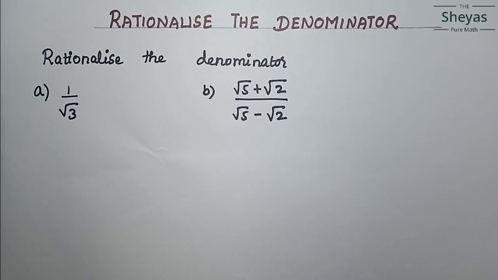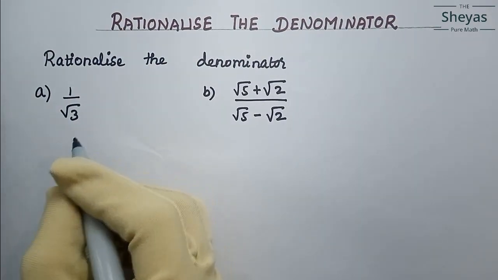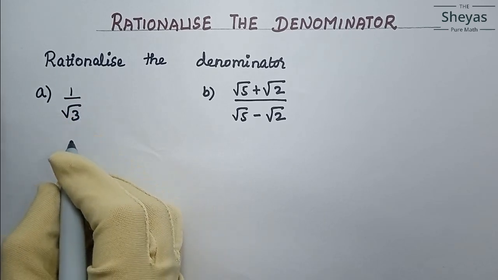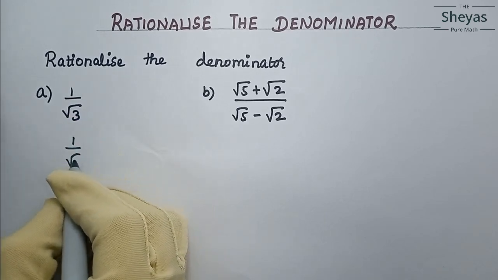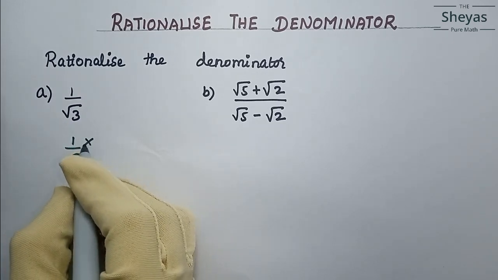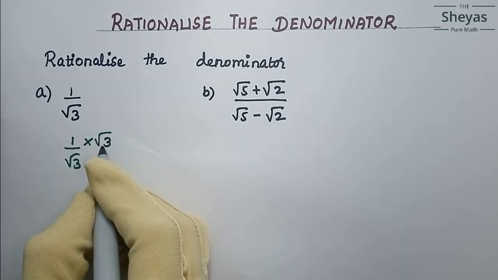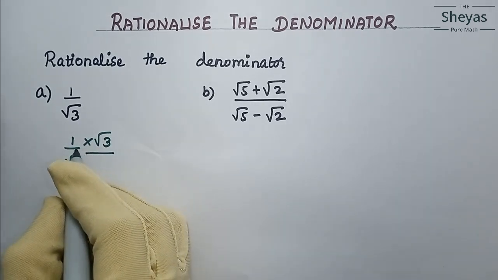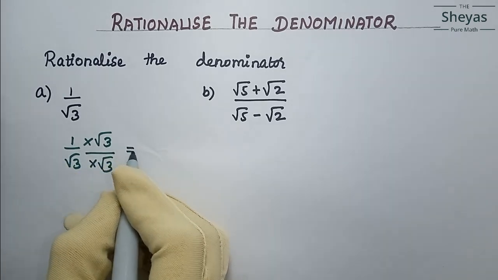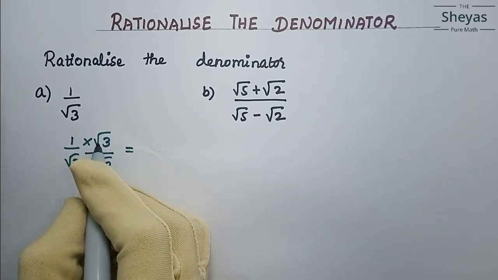Rationalize the denominator. First problem, 1 by root 3. So what is the first step? This is simply in the form root a. So for 1 by root 3, you have to multiply the numerator and denominator by root a itself. Here root a is root 3. So I am multiplying the numerator and denominator by root 3.